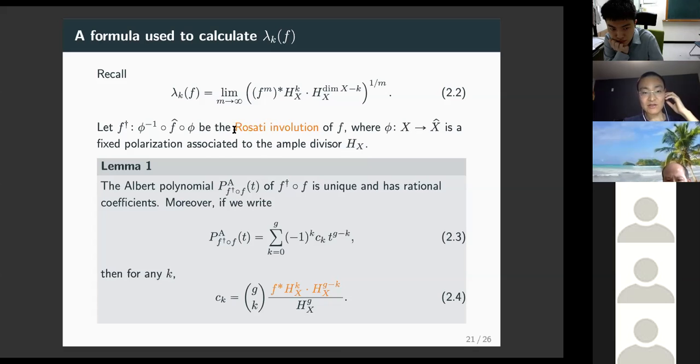In general it's not an endomorphism, but it's in the endomorphism Q-algebra, because we need to take some inverse here, so we have some coefficients. We map phi to X hat, then we consider the dual map from X hat to X hat, then we map back to X.